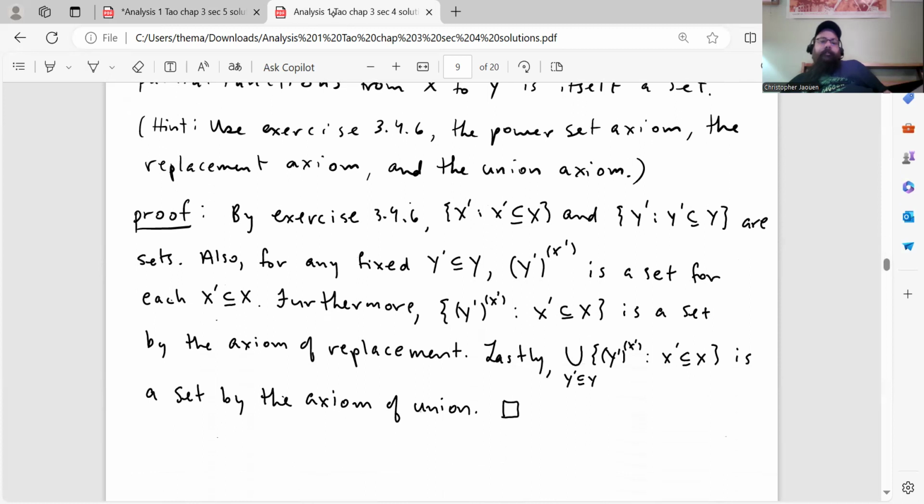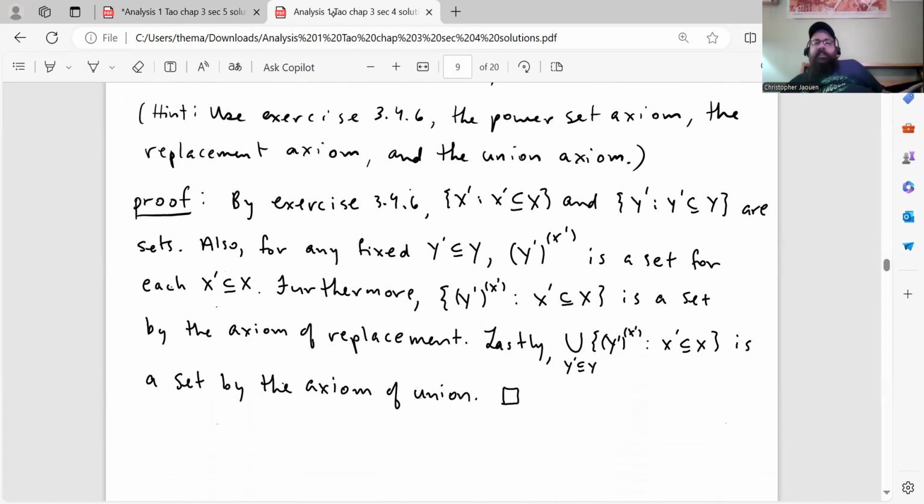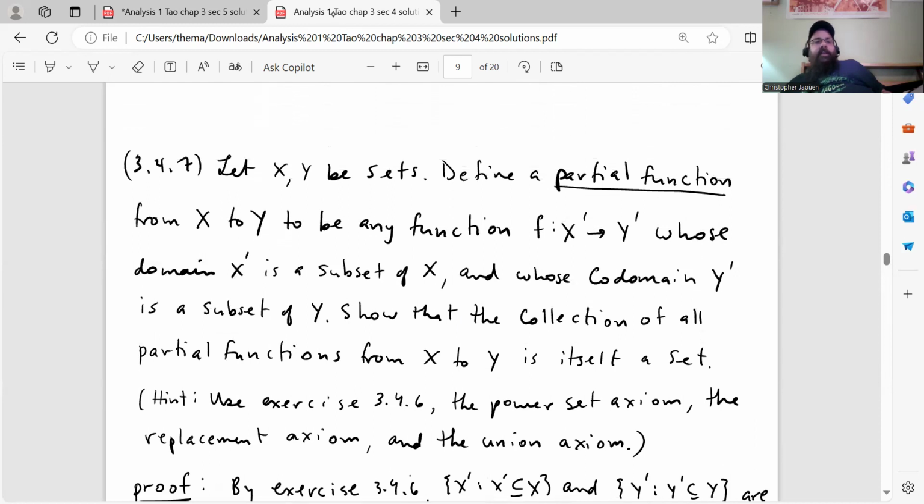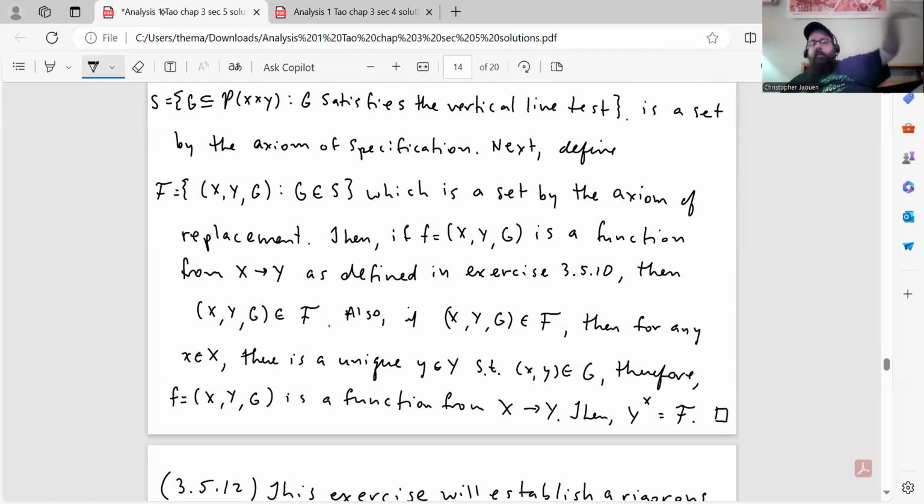So here's the proof. By Exercise 3.4.6, the set of all subsets of X and the set of all subsets of Y are sets. Also, for any fixed Y' a subset of Y, Y' to the X' is a set for each X' in X. Furthermore, the set of all Y' to the X', such that X' is a subset of X, is a set by the axiom of replacement. And then lastly, take the union of all those, and that's guaranteed to be a set by the axiom of union. So that shows that the set of all partial functions from X to Y is a set. Okay, so we've gone through all the problems. We've filled in the ones we left out in the previous section.